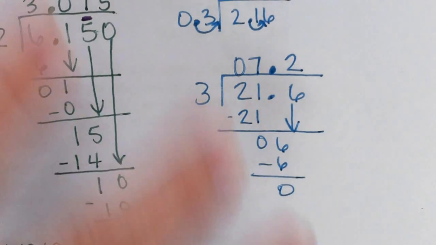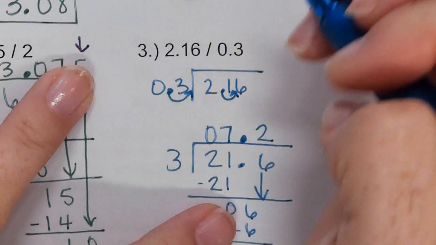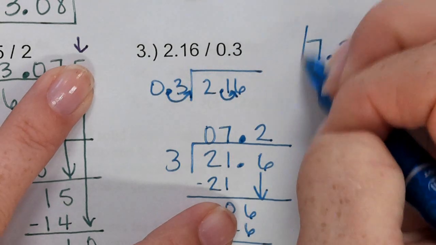Now, if your homework says round to the hundredths place, do you need to do anything to this one? Because it doesn't go past the hundredths place, it's fine in the tenths place because that's the answer. So I would write my answer is 7.2.